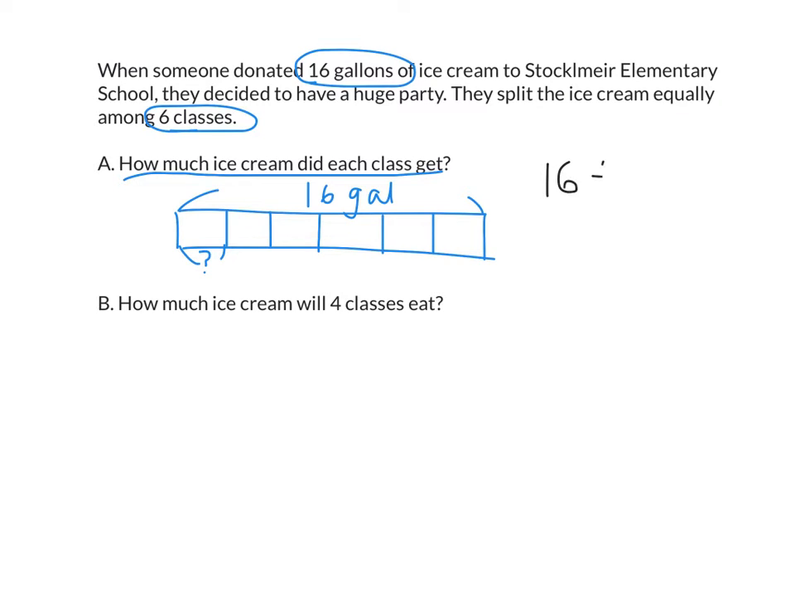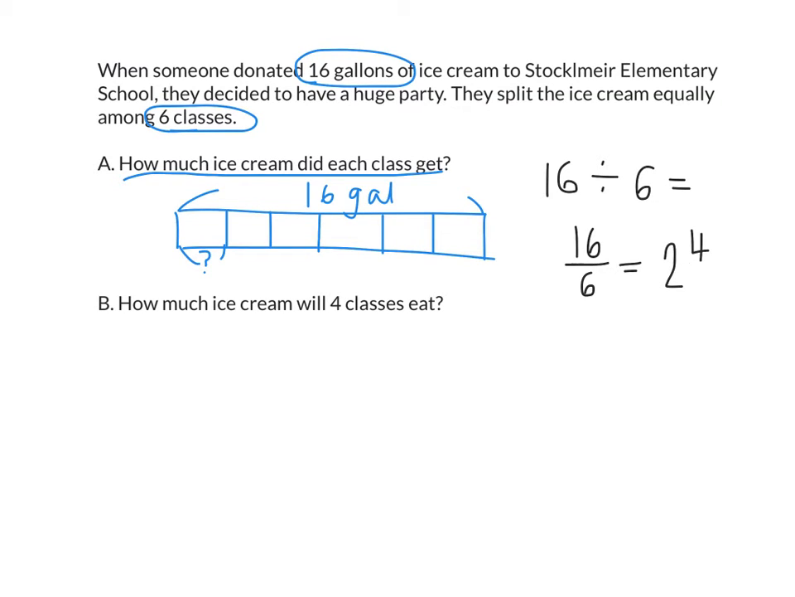We're dividing that 16 gallons into how many groups? 6. So our division equation is 16 divided by 6. How can we write 16 divided by 6 as a fraction? 16 over 6. Maria? 16 over 6. Good. Are there any wholes hidden in there? Yes. How many wholes are hidden in there? 2. Good.